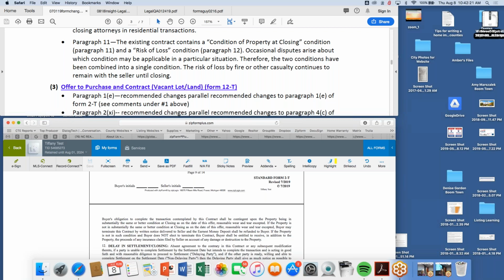They just took 11 and 12 and put it into one grouping because people were confused as to, well, if this happens versus this happens. So they wanted to make it in one simple location so that you could go and say, if something happens with this property, what do we need to do? We go to paragraph 11, and this is what guides us through the process.